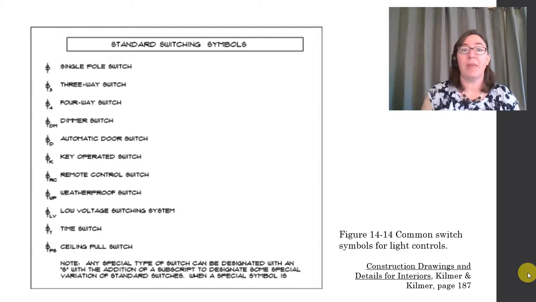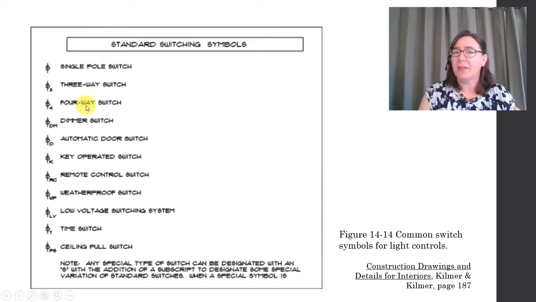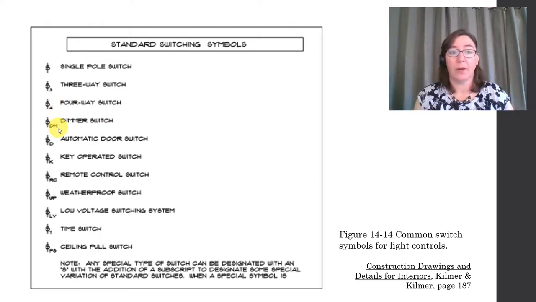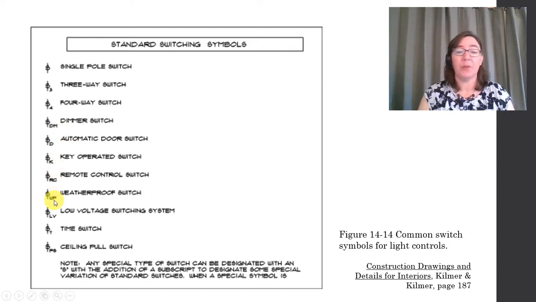Here's just another source of information for some of these standard switching symbols. You can see that the basic switch is very, very standard. We always use this one. Three-way, four-way, dimmer. Some people use a D, some people use a DM. Up to you. Key operated, weatherproof, time switch. There are many different types of switches.